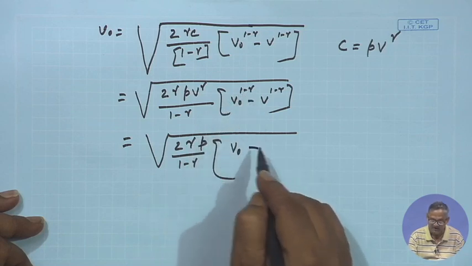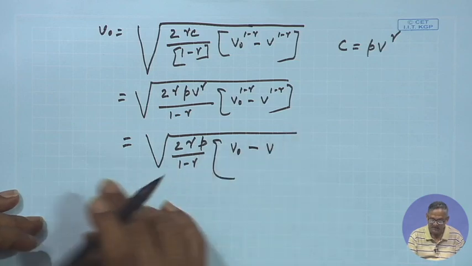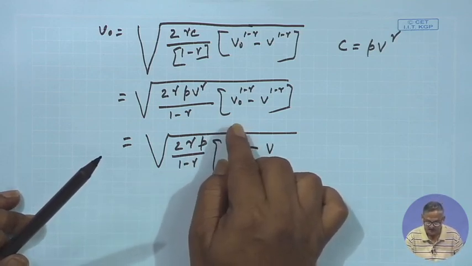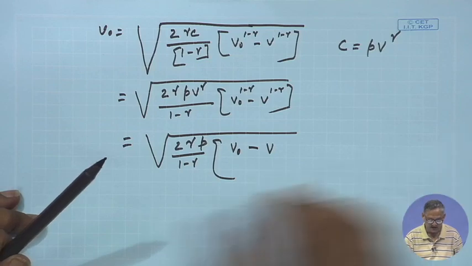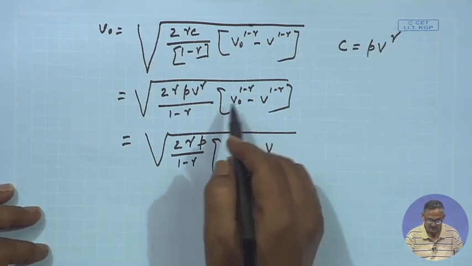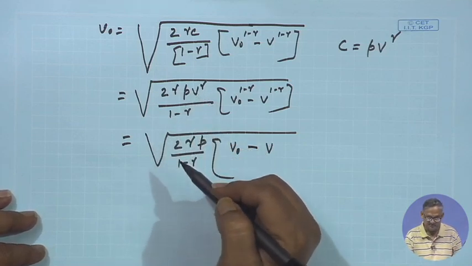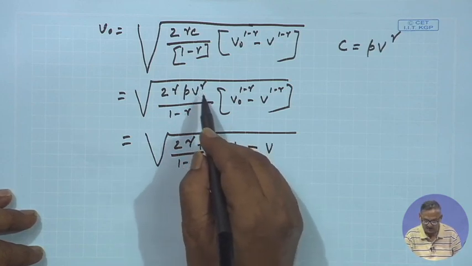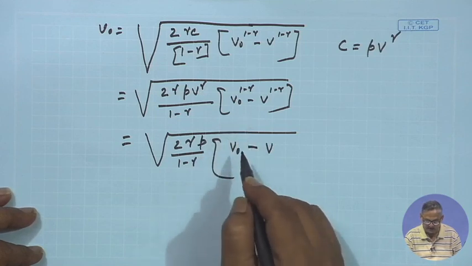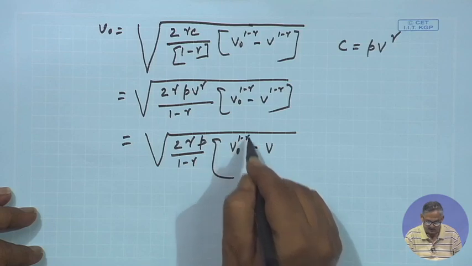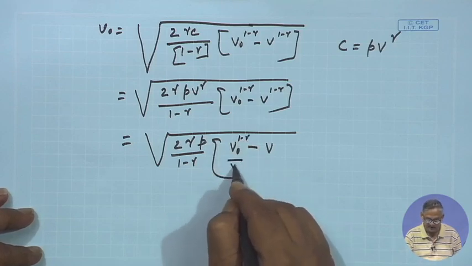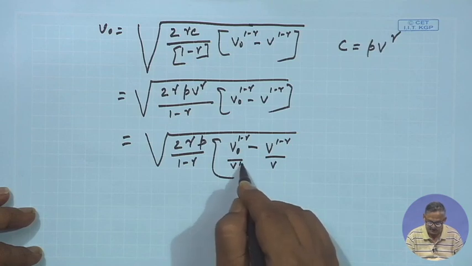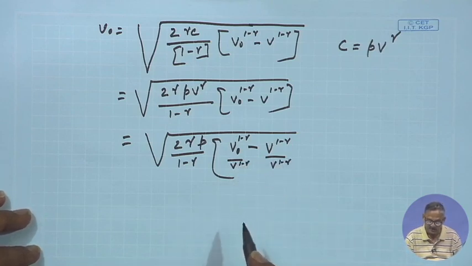So, V0 minus V, right? When we are putting it inside, then obviously this has to be one P. So V to the power gamma, if we take inside, then it becomes V0 to the power 1 minus gamma by V, and this becomes V to the power 1 minus gamma by V to the power 1 minus gamma, to the power 1 minus gamma, right?